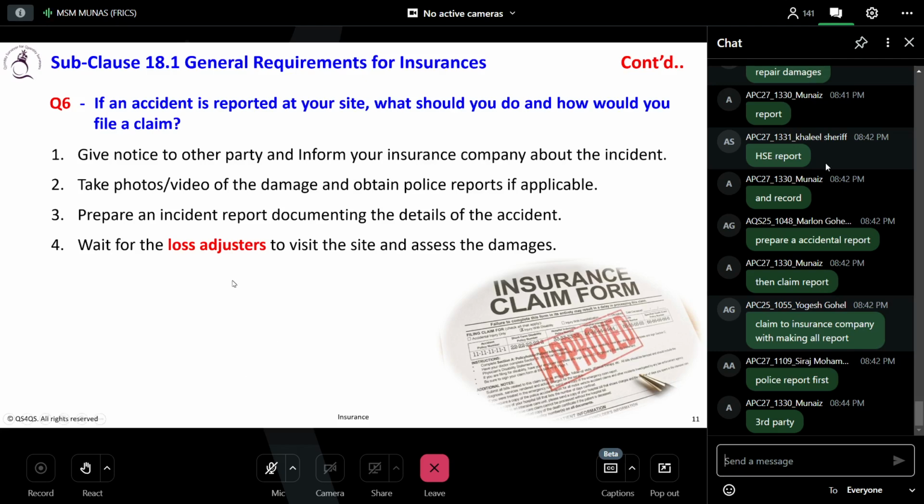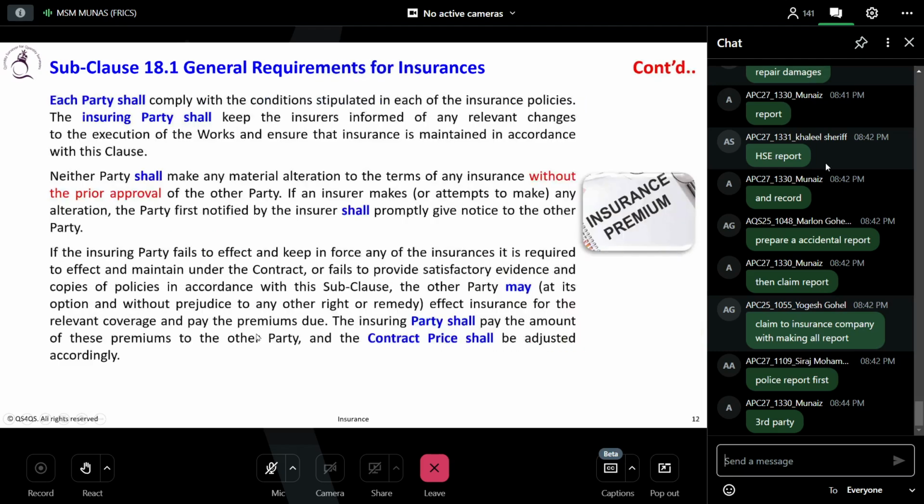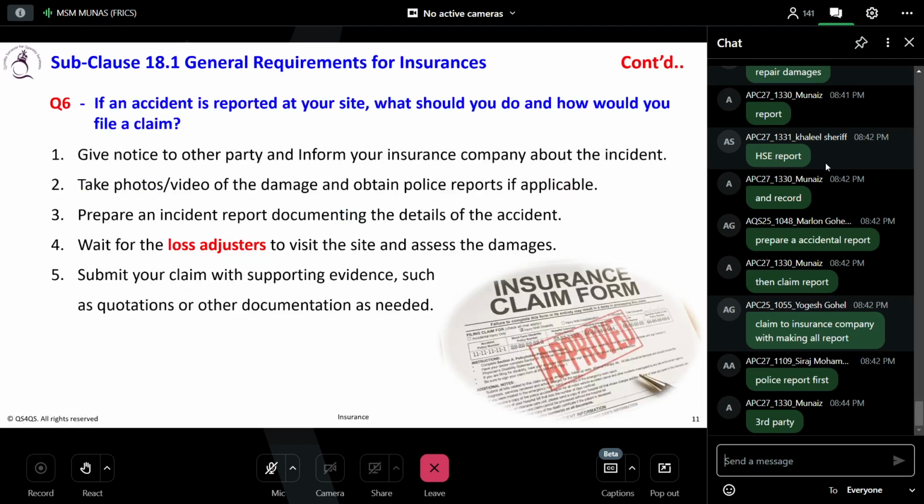So this is the loss adjuster's duty. After he is done, you have to submit your claim to the insurance company with all the evidence, with all the things. Then they will approve the claim. Okay, so now this procedure may be slightly different, case to case or project to project or based on the insurance policy.